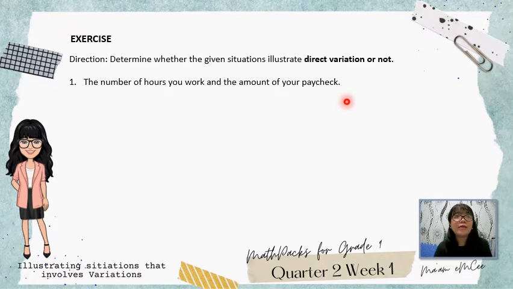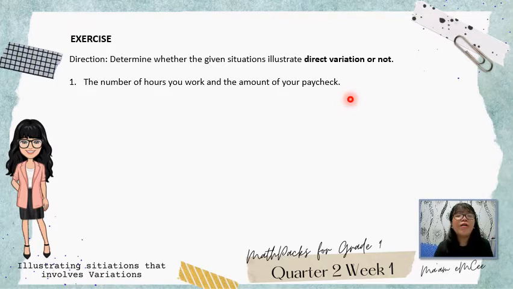But if your answer is it will decrease, then this is not a direct variation, because whatever happened to the first variable is the opposite of what happened to the second variable. So this is not direct variation. So what do you think is the answer? Is this a situation illustrating direct variation or not?